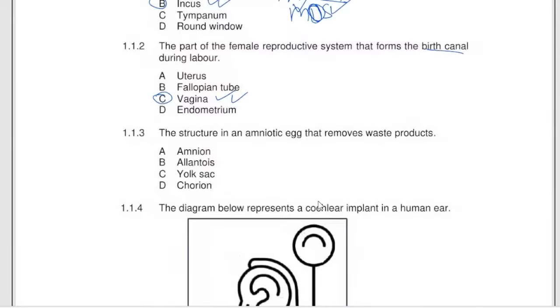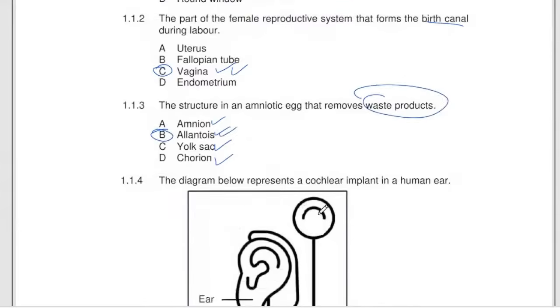The structure in the amniotic egg that removes wastes. How do we call that structure which stores wastes? Remember, we are looking at the extraembryonic membranes. You need to know the amnion, what is it for, allantois, yolk sac, and chorion. So you have to know the function. The one responsible for wastes is the allantois. So those are 2 marks.